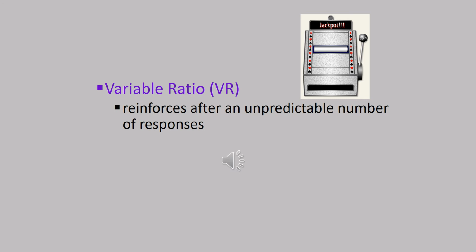The third schedule of reinforcement is a variable ratio. So this is an unpredictable number. So you're reinforced or rewarded after an unpredictable number of responses. Best example here is a slot machine. Slot machines will pay out, but they are unpredictable or variable. So a person sits down and they push that button random amounts of times. After an unpredictable number of times that they push that button, it will pay out and they'll be reinforced. This is a very addictive schedule of reinforcement.